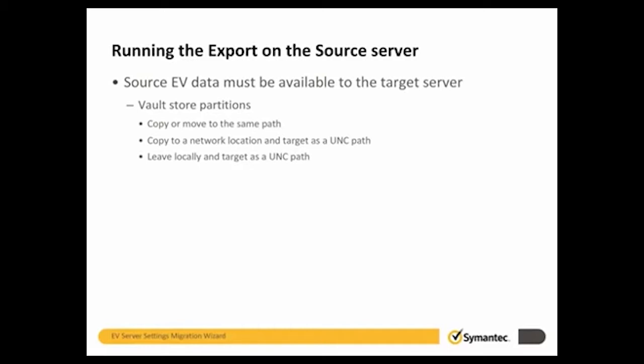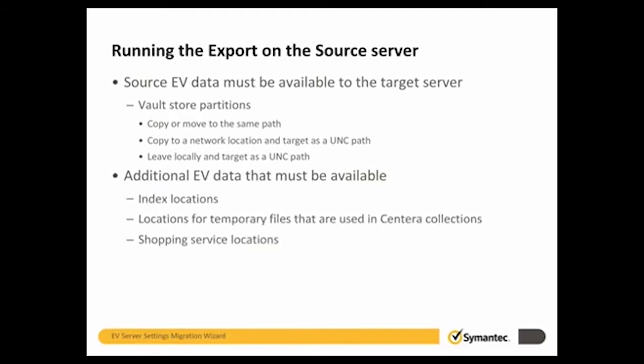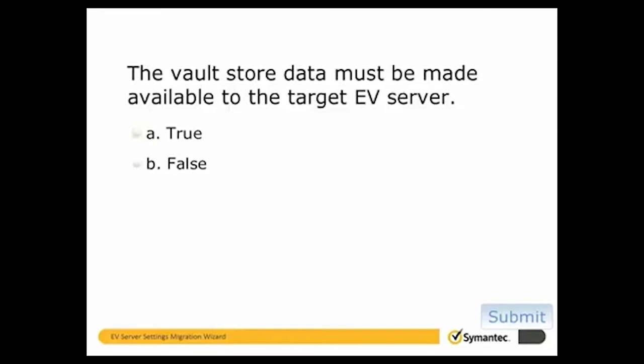If using a network share or leaving the data on the source server, a UNC path must be specified for the data location. The index location data, Centera collection folder data, and shopping folder data must also be available to the target server. If data is on a SAN, then the disk must be detached from the source and attached to the target. Additionally, the alias used for the source server should be changed to point to the target server in DNS. The Vault Store data must be made available to the target EV server.